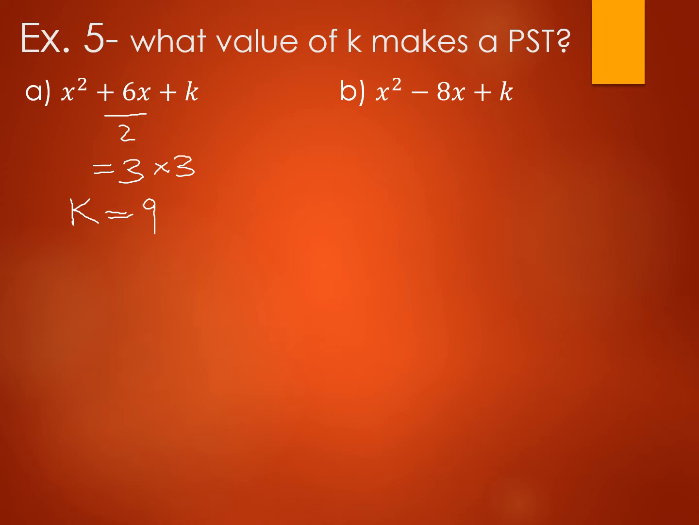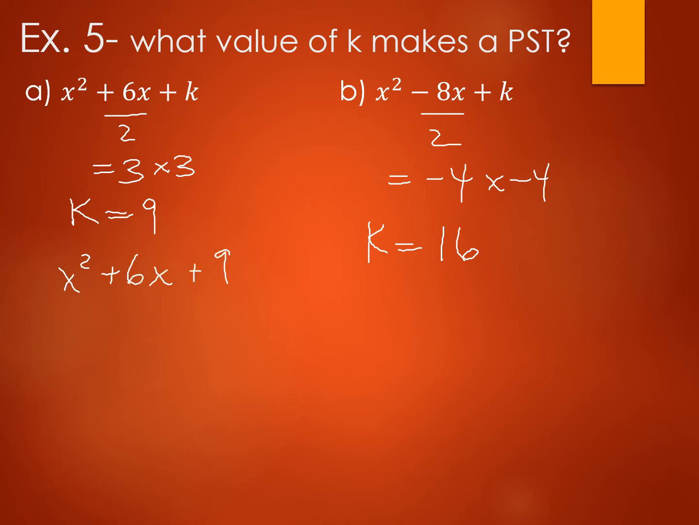Same idea here. We just did this. If we cut -8 in half, we get -4. And if we do -4 times -4, you end up with 16. K equals 16.